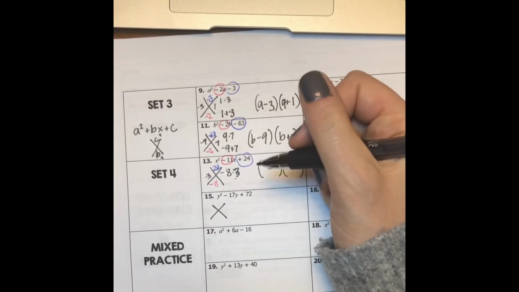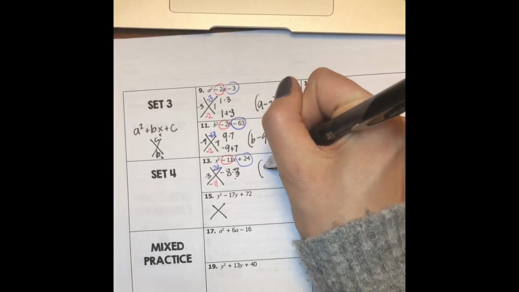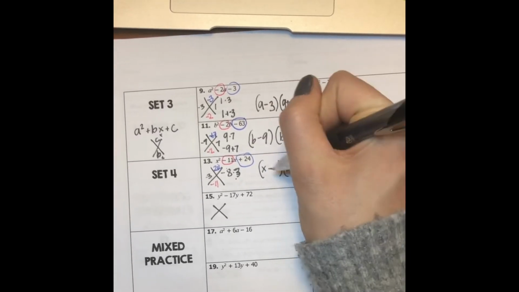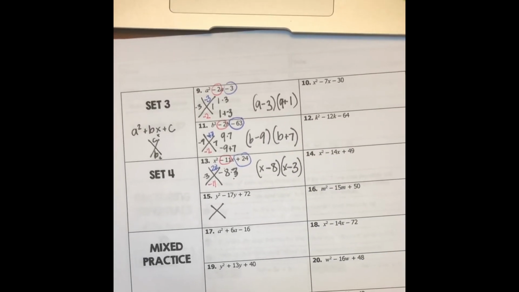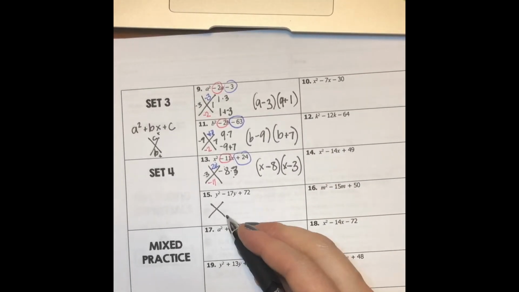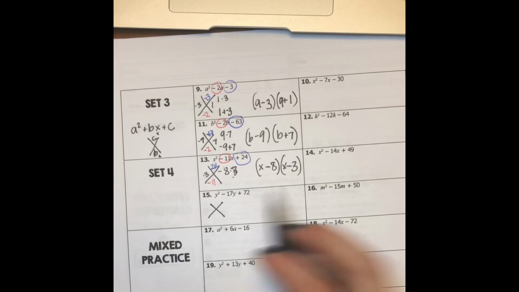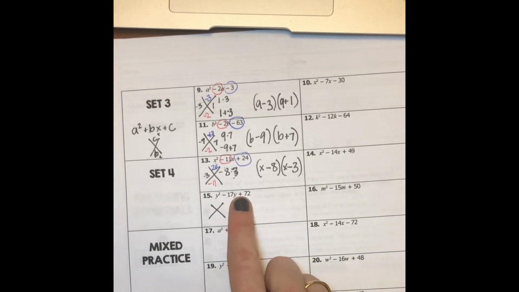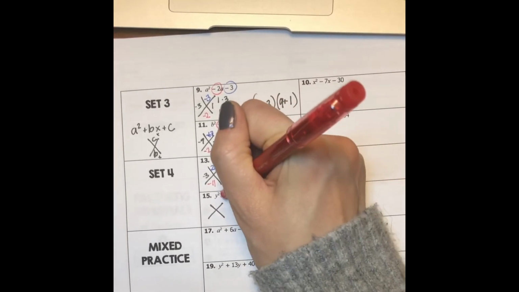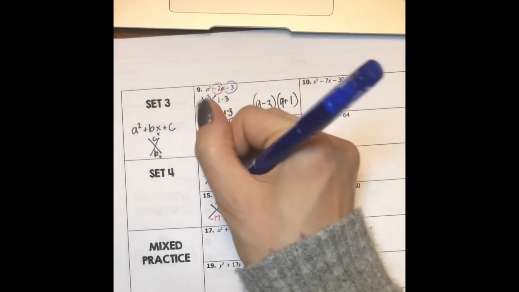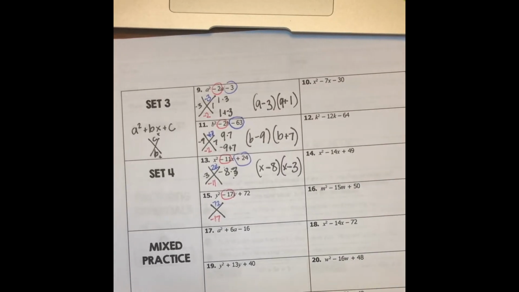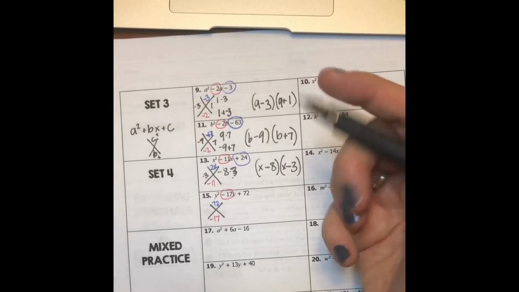Now, usually you put the larger number first. So we're going to go X, and we're going to go -8, -3. Okay, so now we've got our last one with a negative and a positive. So I have a -17 is what my sum is going to be, and a 72, which is what my product is going to be.